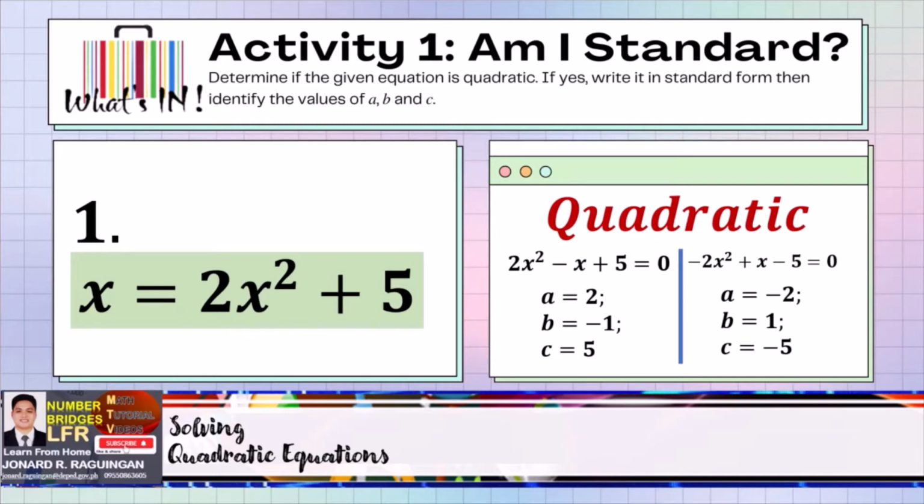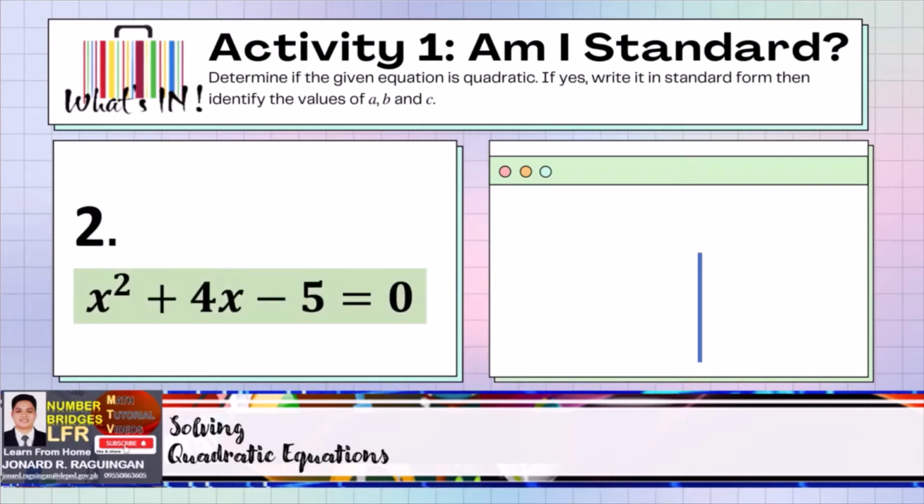So, the original equation x is equal to 2x squared plus 5 can be written in two ways. We have 2x squared minus x plus 5 is equal to 0, or negative 2x squared plus x minus 5 is equal to 0. The two equations are considered equivalent quadratic equations.